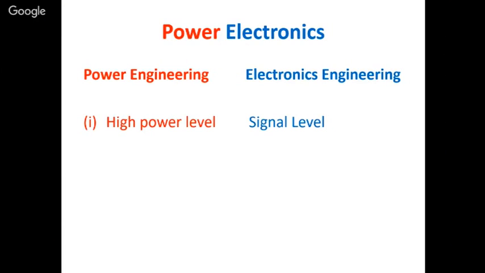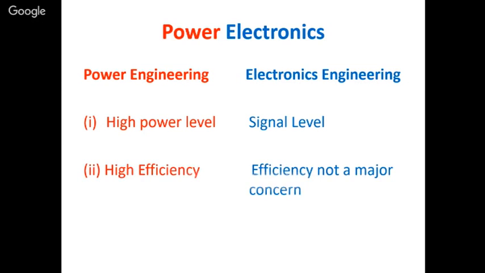So in case of power engineering, it is a high power level, and in case of electronics, it is at signal level. The next thing: in power engineering, our machines, FACTS, and all these things come under power. And in electronics engineering, we see the controller side, like microcontrollers and op amps, which operate at that level.